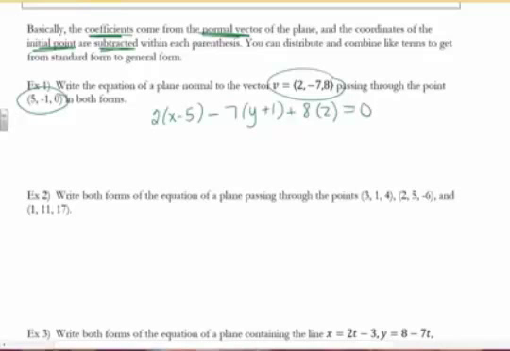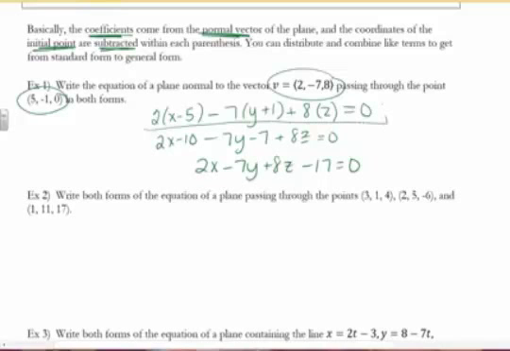So there's one form of the plane, and then if we distribute, I have 2x minus 10 minus 7y minus 7 plus 8z equals 0, which is really 2x minus 7y plus 8z minus 17 equals 0. So two standard forms of a plane, super easy to work with. You just need a vector and a point.